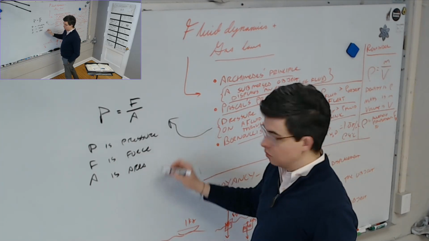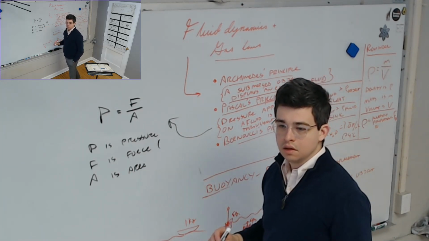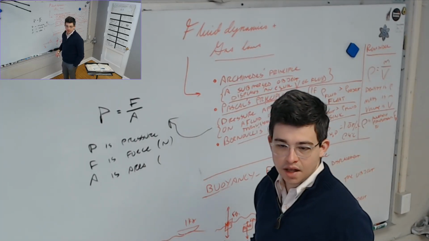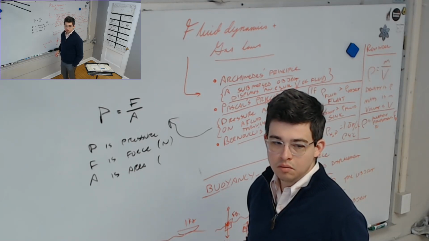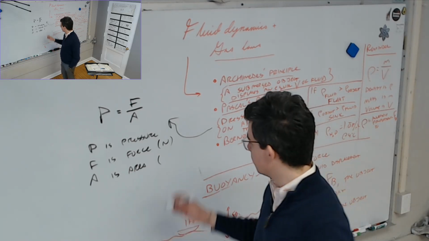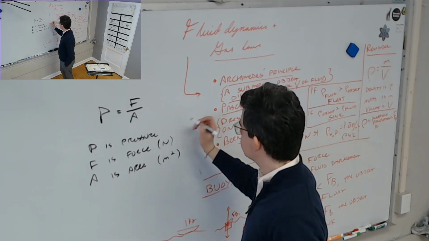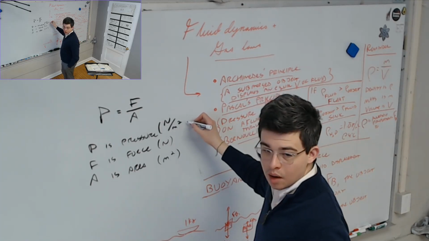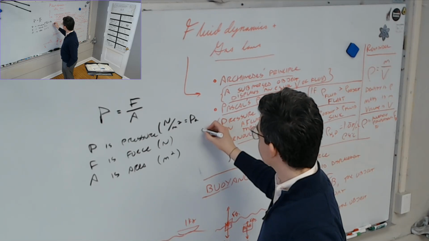Force, what do we measure force in? Newtons. Good job, Gunnar. What do we measure area in, generally? In the SI, what do we measure area in? Meters squared. Square meters. So pressure is measured in newtons per square meter, which we abbreviate as a Pascal, capital P, lowercase a.